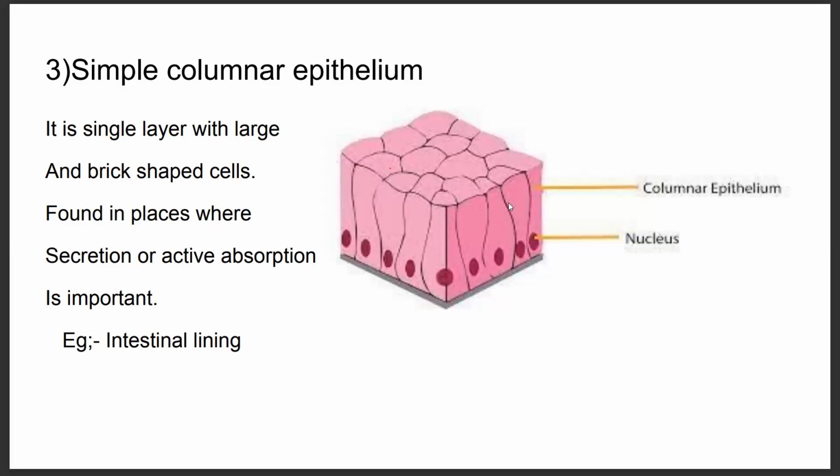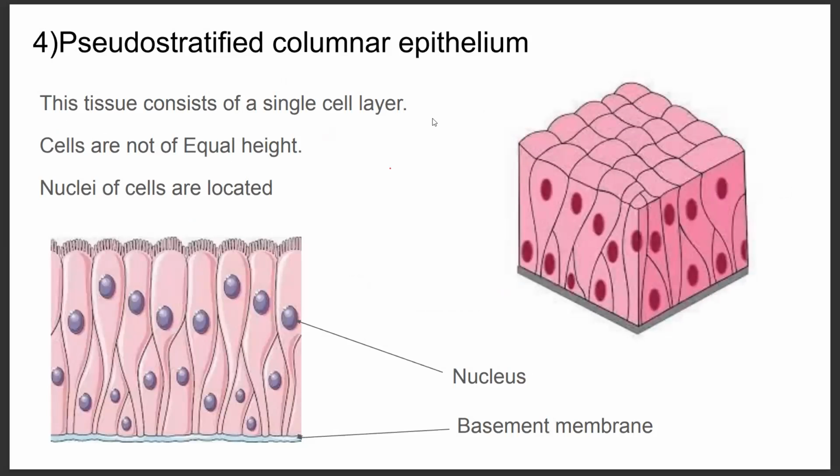And this kind of epithelium is found in places where secretion or active absorption is important. Where can we find this cell type? In places where secretion or active absorption is important. For example, in the intestinal lining. And the last example for simple epithelia is pseudostratified columnar epithelium.